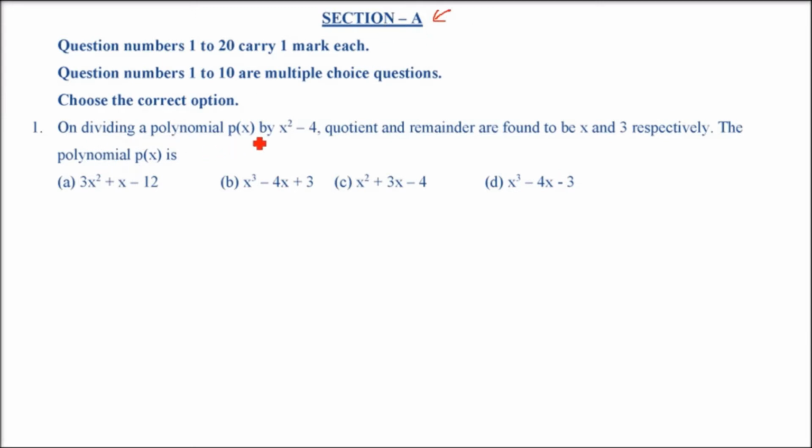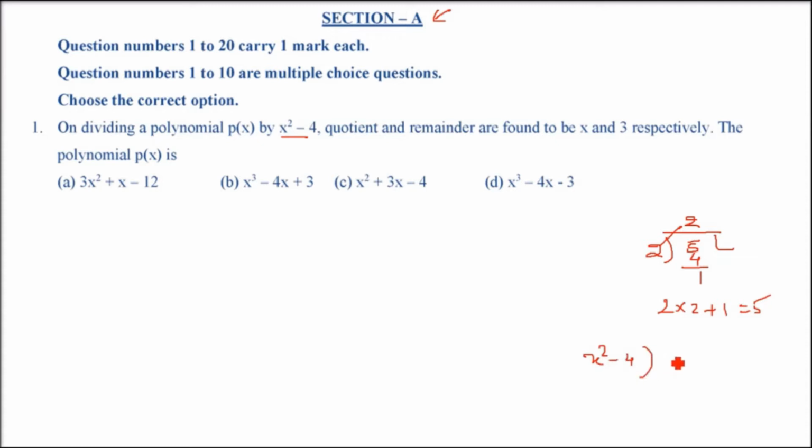On dividing a polynomial p(x) by x square minus 4, quotient and remainder are found to be x and 3. The polynomial p(x) is. Let me give you an example first. If you want to divide, say, 5 by 2, 2 twos are 4 and 1 is the remainder. Now in order to make 5, what you have to do? 2 into 2 plus 1, then only 5 will come.